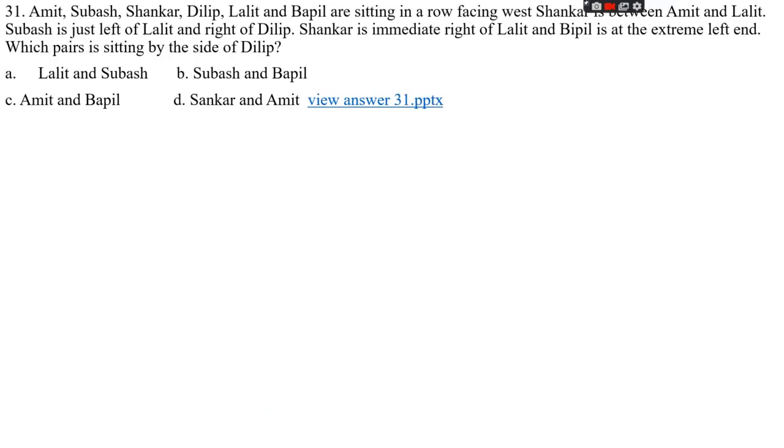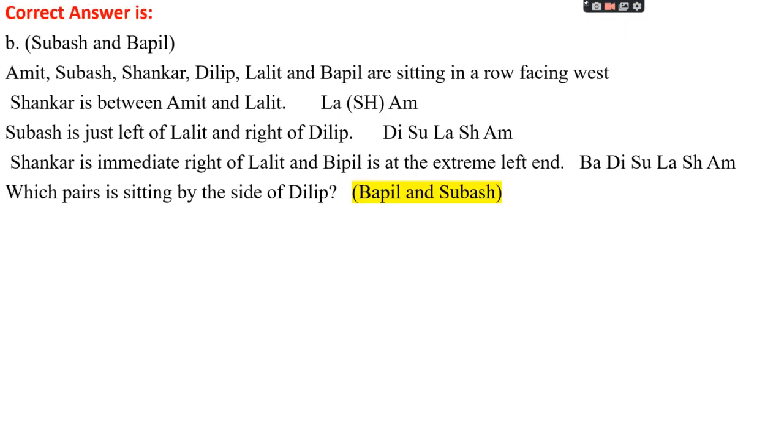Question number 31. Amit, Subhas, Shankar, Dilip, Lalit and Bapil are sitting in a row facing west. Shankar is between Amit and Lalit. Subhas is just left of Lalit and right of Dilip. Shankar is immediate right of Lalit and Bapil is at the extreme left end. Which pair is sitting by the side of Dilip? Option A, Lalit and Subhas. Option B, Subhas and Bapil. Option C, Amit and Bapil. Option D, Shankar and Amit. The right answer is option B, that is Subhas and Bapil.